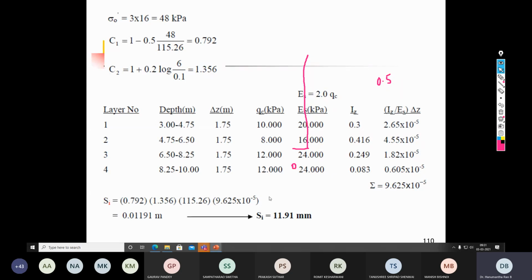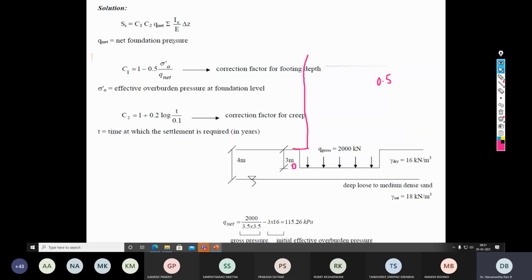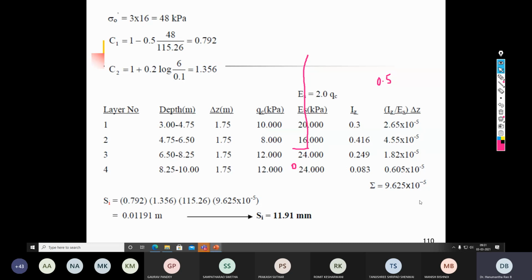Once this value is known, this is the final equation: C1 C2 q net times the summation of Iz by Es into delta Z. I know now the summation is 9.625 into 10 power minus 5. C1 is 0.792 and C2 is 1.356. q net is 115. So substitute into the equation.